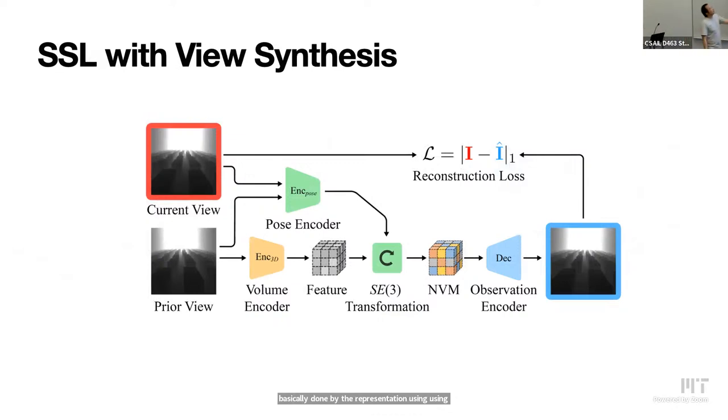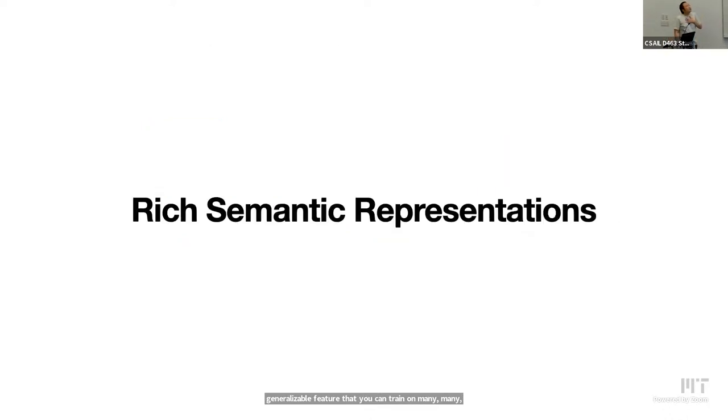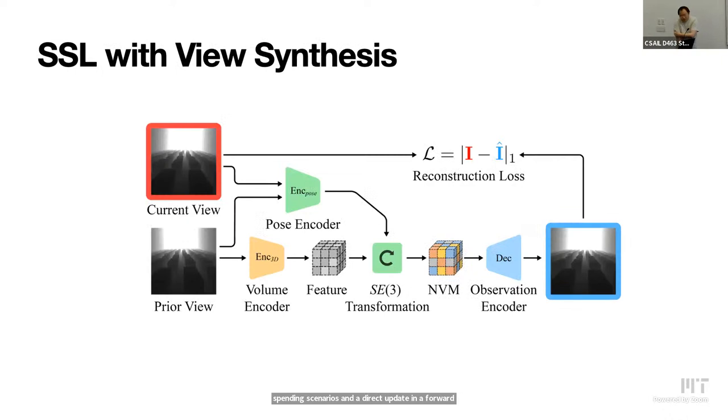Essentially you have the current view and different views. You use the current view's voxel feature and try to rotate it to synthesize another view, using reconstruction to help you train the feature. There's some similar work in NeRF, but different from NeRF, this is much faster. It's also a generalizable feature that you can train on many, many scenarios and then directly apply in a feedforward manner, without needing any actual reconstruction. So that's basically the framework in here.